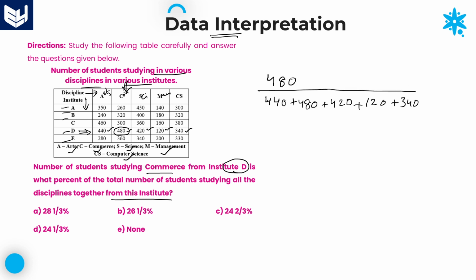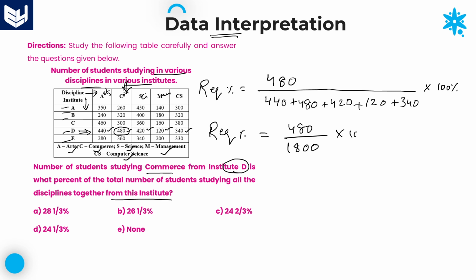These are the total values of institute D, and we are calculating the percentage. Therefore, the required percentage is equal to 480, the commerce value from institute D, that particular value, how much percentage of D total. Whenever you are calculating percentage, into 100 percentage symbol is a common thing. Now you can calculate this value. 480 divided by, add all the values in the denominator. Here the units place is 0. And next, tens place. 4 plus 8 is 12, 14, 16 and 20. 2 is the carry forward.